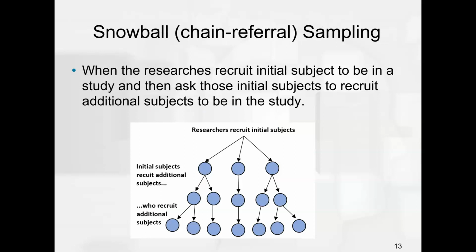Snowball sampling, also known as chain referral sampling, is performed when the researchers recruit initial subjects to be in a study and then ask those initial subjects to recruit additional subjects to be in the study.